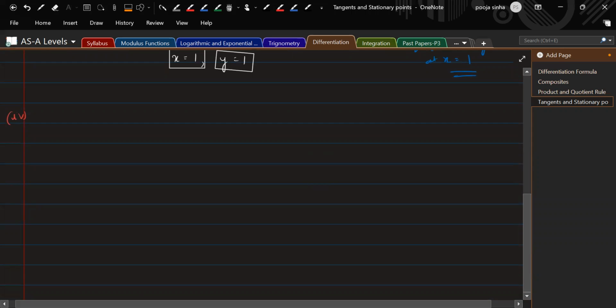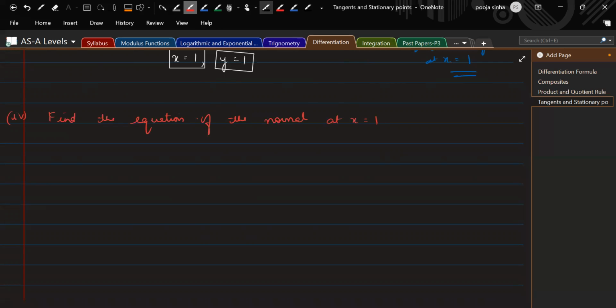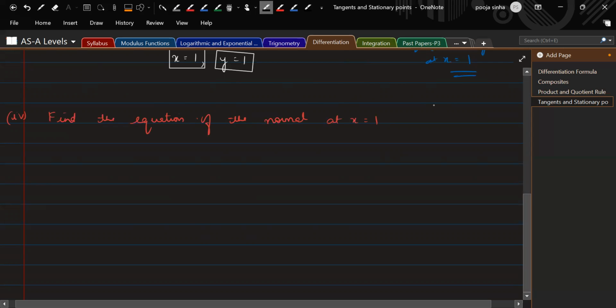Then equation of the tangent निकाल लिया. अब वो पूछ रहा है, find the normal. Sorry, find the equation of the normal at x is equals to 1. अब क्या करना है? First we'll find gradient of the normal. Gradient of the normal. So m at x equals to 1 was minus 2.